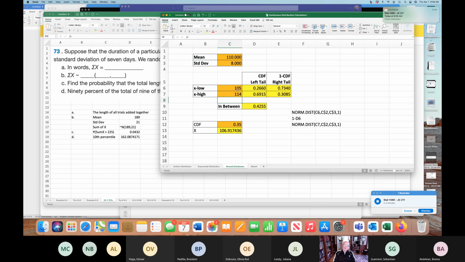And it gives me my left tail, which is the CDF. 1 minus the CDF is the right tail. And the in-between: the probability between 105 and 114 is 0.42. And if I want the 50th percentile, what will it be without even having to enter anything? Someone tell me. What's the 50th percentile of a normal distribution?